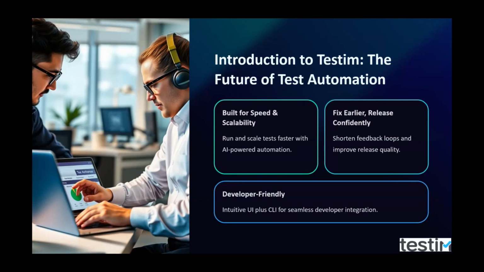And why Testim, and why do we need Testim these days and in the future? Do you have any ideas why we use AI techniques in automation? Okay, and yes, it's fast and scalable. It helps teams find bugs early and fix them quickly. It has a beautiful, easy-to-use interface and also a powerful CLI for developers. In short, it's a modern solution for modern teams.